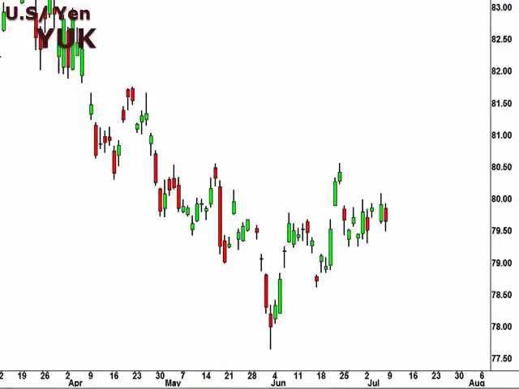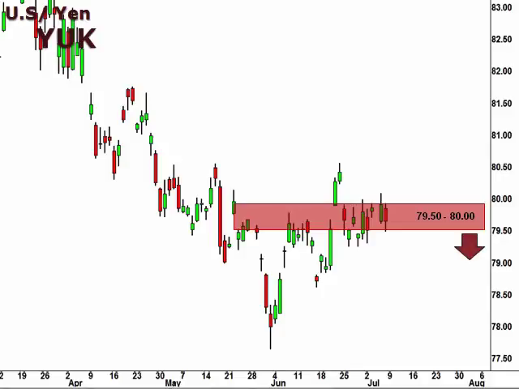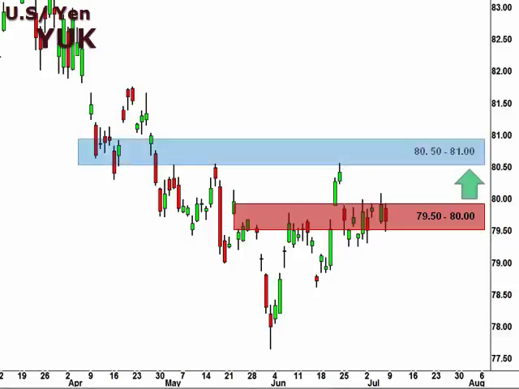Next up, the YUK, the US versus the Japanese yen. 79.5, 80 remains a key support for the YUK. A break below 79.5 opens the window for a move lower. A break above 80 suggests a continuation towards this 80.5, 81 focal zone.